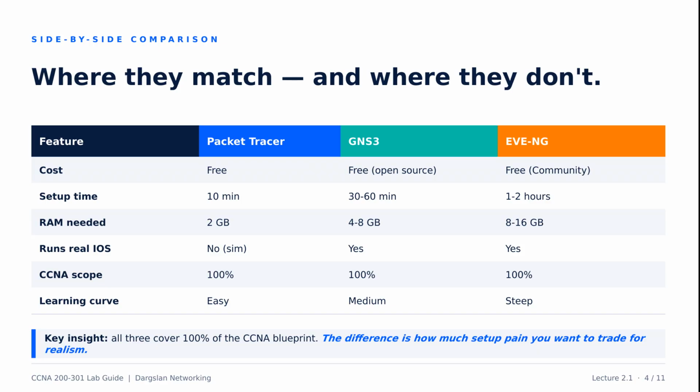Now let's put them side by side. Notice the most important route first. All 3 cover 100% of the CCNA blueprint, so you genuinely cannot pick a wrong tool here. What changes is the cost of entry. Packet Tracer gets you labbing in 10 minutes on 2 gigs of RAM, while EVE-NG asks for a couple of hours and 16 gigs before you see a single prompt. So the real question isn't which is best, it's how much setup pain you're willing to trade for realism.